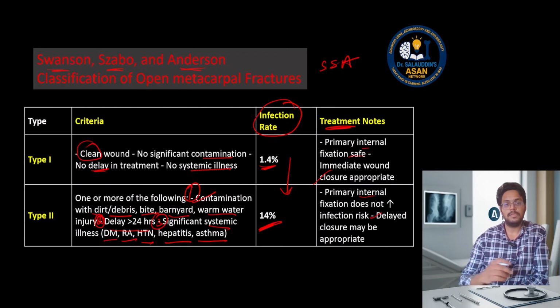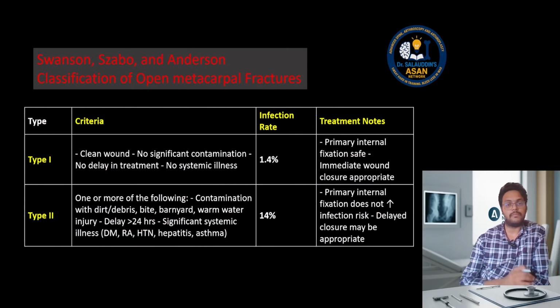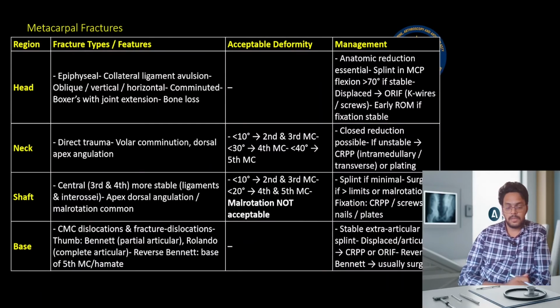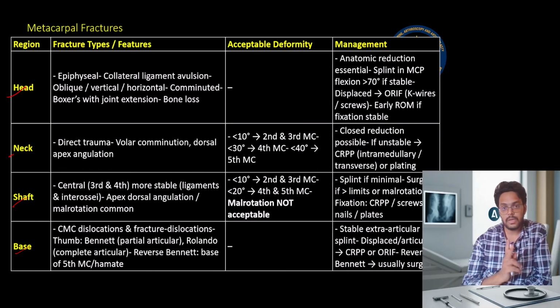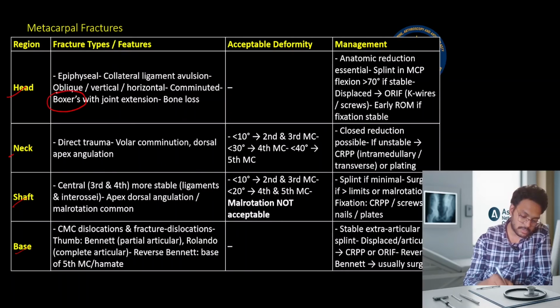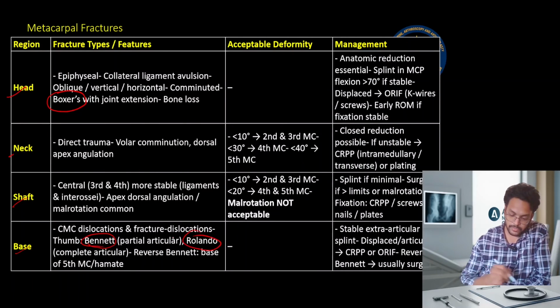Okay, this is the classification for open metacarpal fractures. Based on the part of the fracture within the metacarpal, that is head, neck, shaft and base, there are two named fractures that are very important. One is Boxer's fracture and the other is Bennett's and Rolando's fracture. So what is a Boxer's fracture?